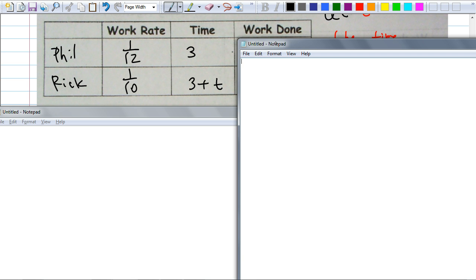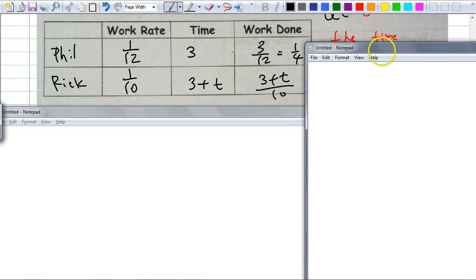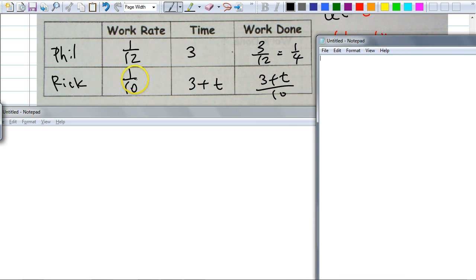Okay, now, what is then the work done by Phil? 3 times 1/12, which is 1/4. And then, of course, Rick is 1/10 times 3 plus T. Does this make sense? Okay. Yes? So, here we go. Do you see how this works out like this?